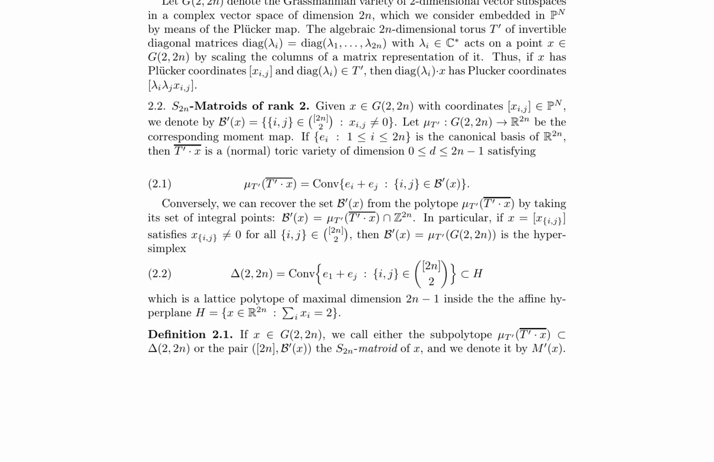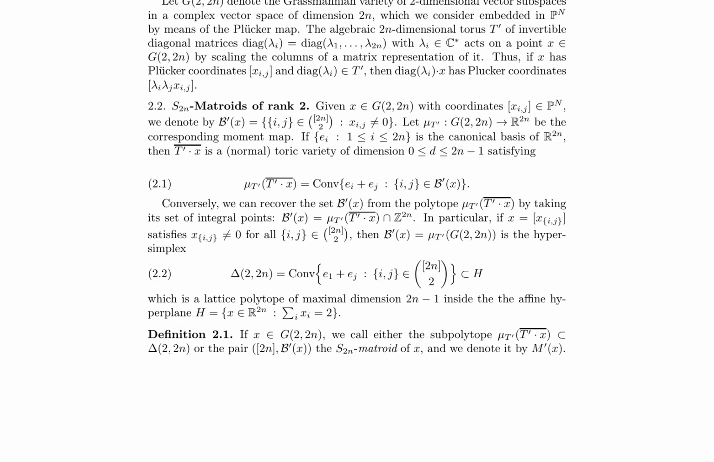The Plücker coordinates x_{i,j} of a point x in G 2n are used to define the set B_x equals {i,j} in (2n choose 2) such that x_{i,j} does not equal 0. The moment map mu from G 2n to R^2n is defined, and the polytope mu(T·x) is used to recover the set B_x.